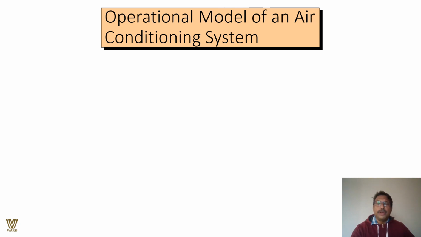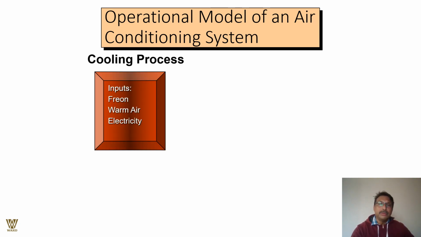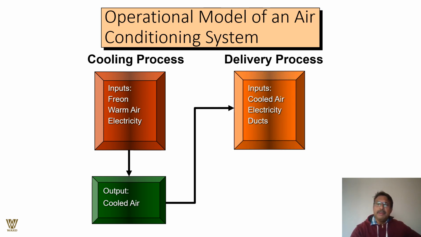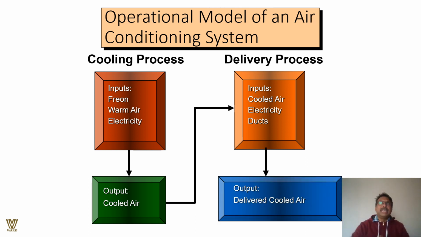So the operational model for an air conditioner system, let me tell it to you. The cooling process: inputs of freon, the chemical that actually cools warm air, through electricity. Output is cooled air. Delivery process: inputs are cool air, electricity, ducts. The output is delivered cool air. So you have an input system in your room, in your house, and an exit system outside your home. The fan is pulling the hot air out of your home and pushing in the cool air through the freon system, if I may say so.